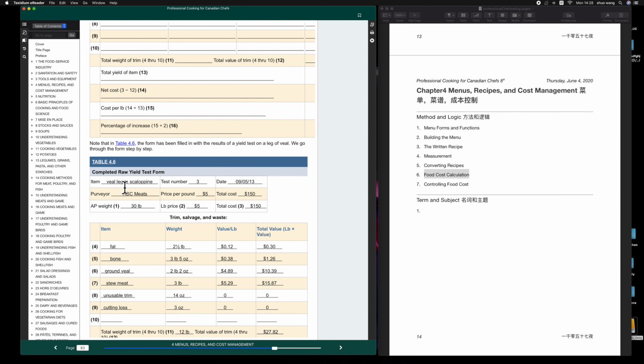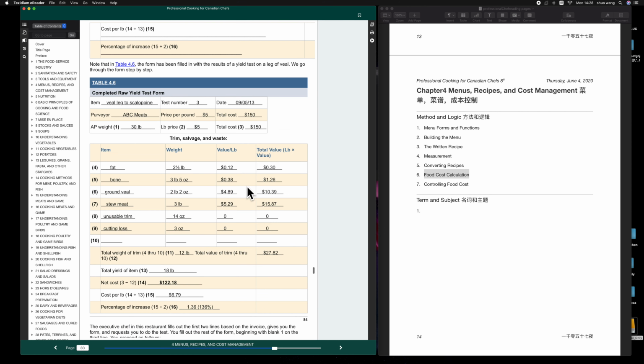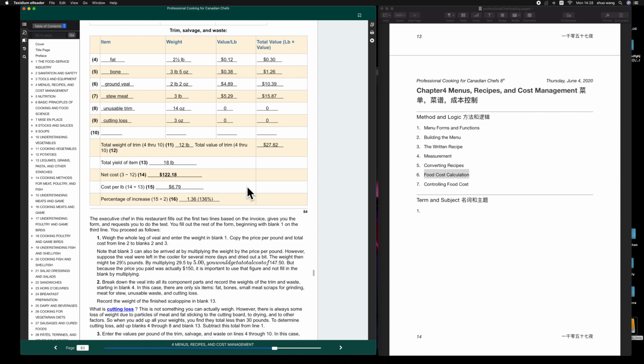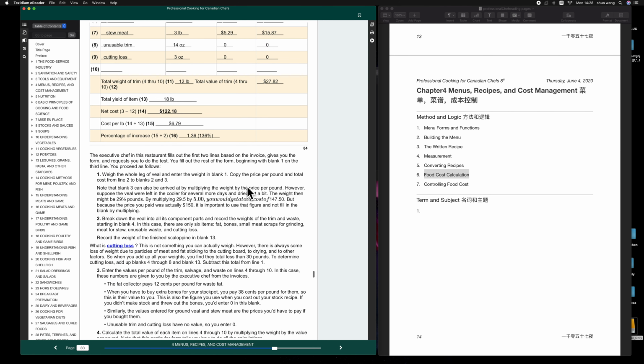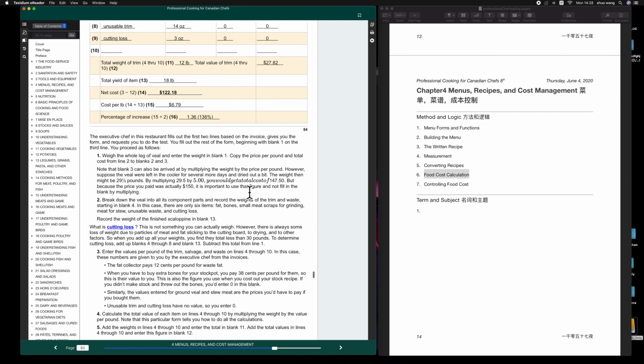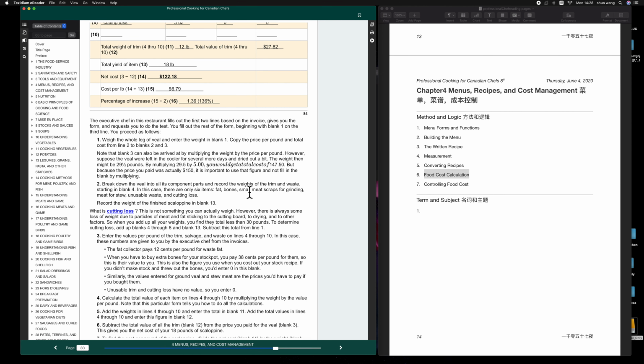Table 4.6 completed raw yield test form. The executive chef in this restaurant fills out the first two lines based on the invoice, gives you the form, and requests you to do the test. You fill out the rest of the form beginning with blank 1 on the third line. You process as follows. Weigh the whole leg of veal and enter the weight in blank 1, copy the price per pound and total cost from blank 2 to blanks 2 and 3.